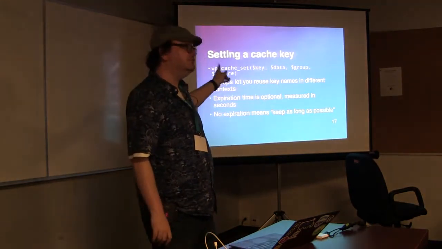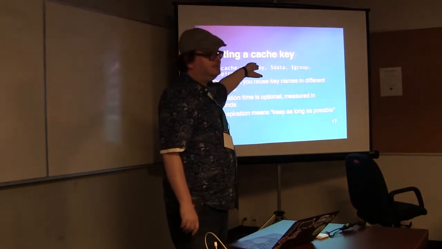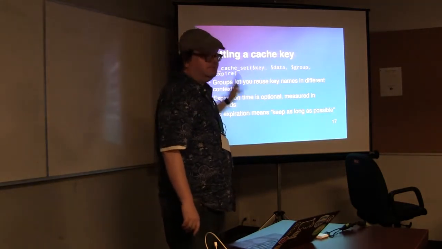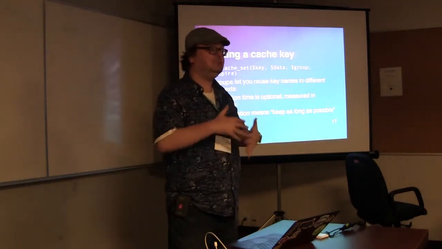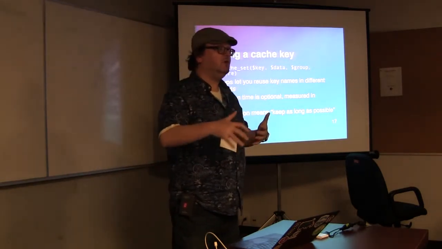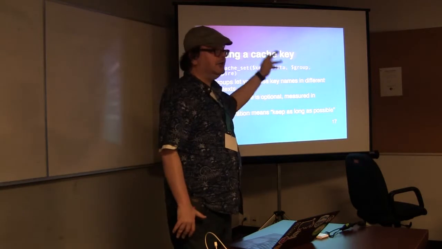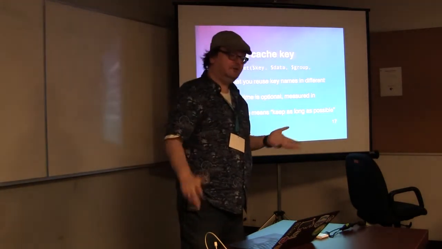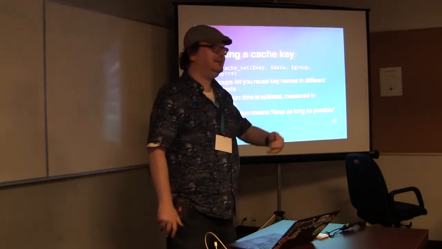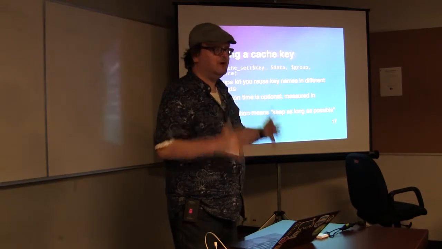The first function that you use with the API is wp_cache_set. You pass it the key name, the data you want to put into it, an optional group name, and an optional expiration. The group is so that you can reuse the same key in multiple contexts. Instead of having to artificially manufacture keys called user email one, customer email one, just put one set in the user group and the other in the customer group, what have you. The expiration time is measured in seconds, and that's when this key will go away. If you don't pass an expiration time, it just means cache this forever, for as long as you possibly can.